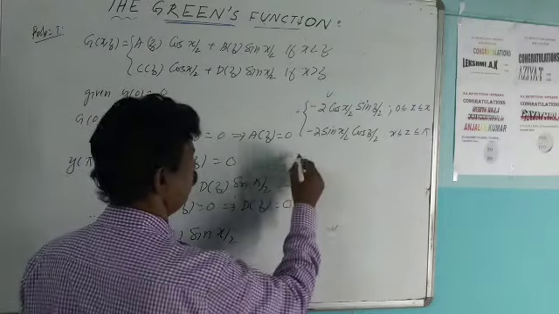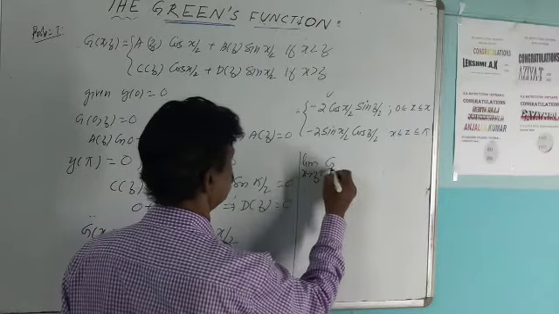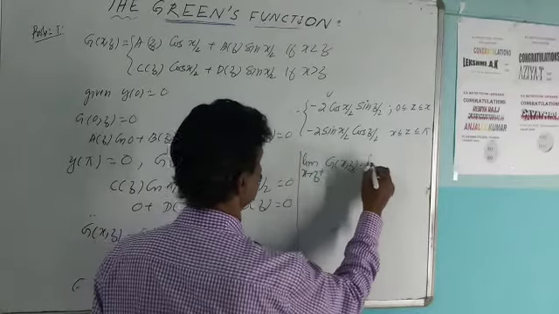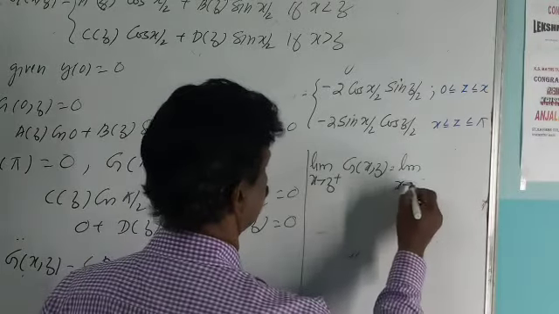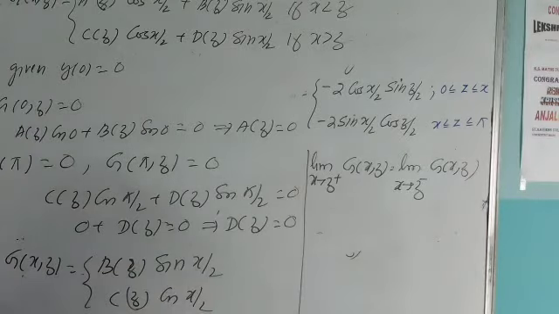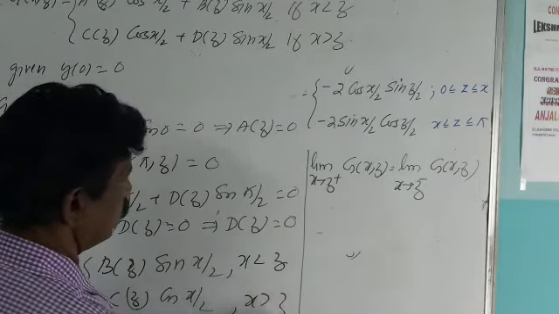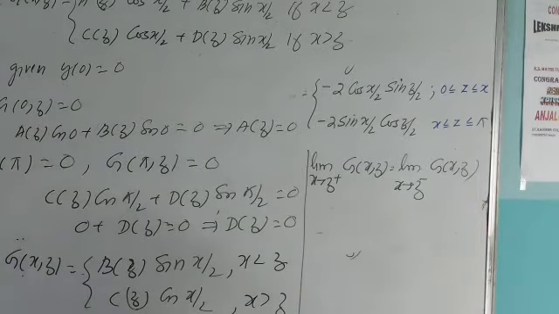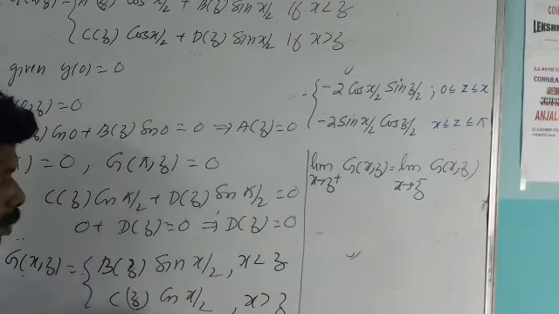Limit x tends to z plus g of x z equals limit x tends to z minus g of x z. Okay, it's clear. Here this is x less than z and this is x greater than z. That is limit x tends to z plus g x z. G x for x greater than z, that is x tends to z plus, then x becomes z.